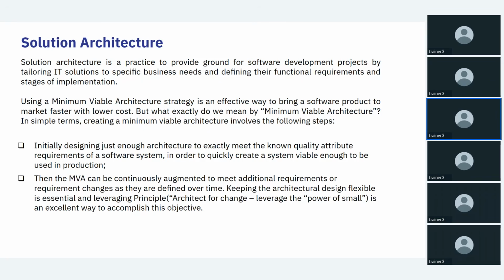Using a minimum viable architecture strategy is an effective way to build a software product. So when you are launching any software product to market, it gets there faster and at lower cost. But what exactly do we mean by minimum viable architecture? In simple terms, creating a minimum viable architecture involves the following steps. While creating an architecture, you are going to follow these steps, guys. Initial design: just enough architecture to exactly meet the known quality attributes.